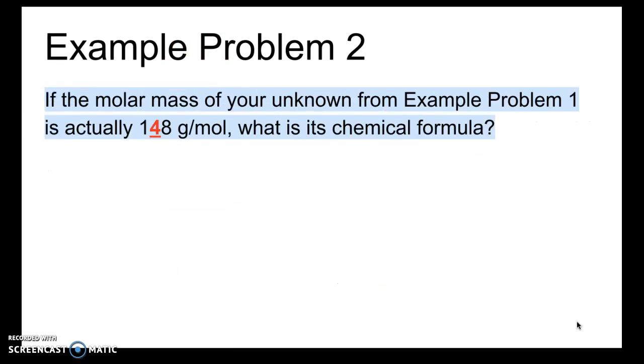Okay, so now we're going to move on to example problem 2, which is using the empirical formula to get the molecular formula. There's one correction you need to make in this example problem. On your packet, it says 108 grams per mole as the molar mass. You want to make sure that says 148. Okay. So let's look at this problem. If the molar mass of your unknown from example problem 1, so this goes back to the example, is actually 148 grams per mole, what is its chemical formula?